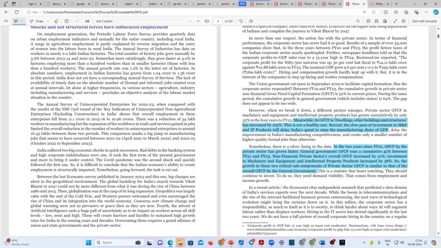What is the problem? Look at this. In the private sector, the gross fixed capital formation in dwellings and other buildings and structures has increased by 105%. So the corporates, Ambani, Adani, they are simply building buildings after buildings. Okay, whereas in the private sector, the gross fixed capital formation in machinery and equipment and intellectual property products has cumulatively grown only by 35%. So when you take an average of that, then it becomes 52%.